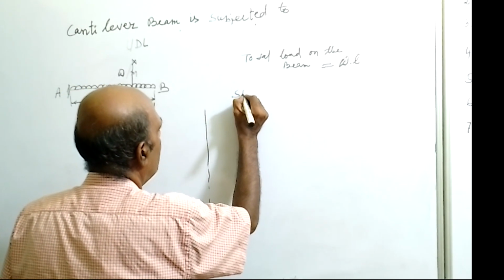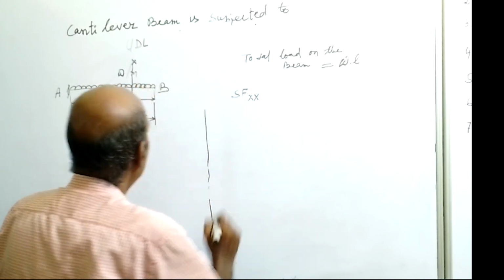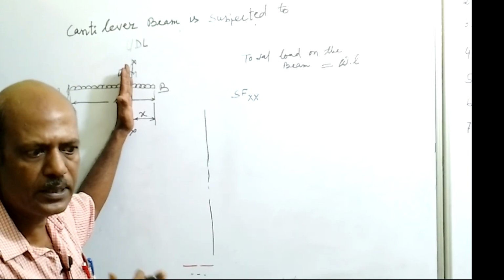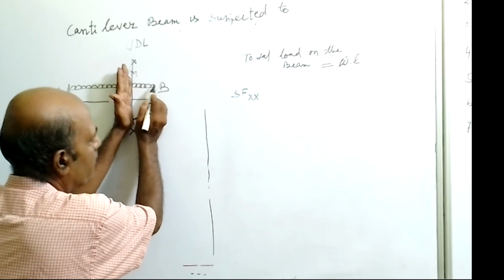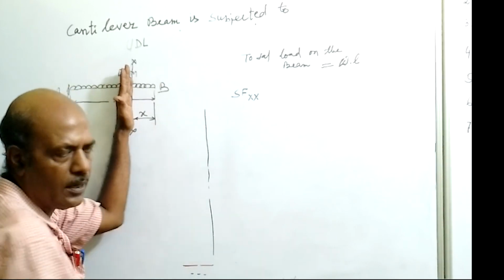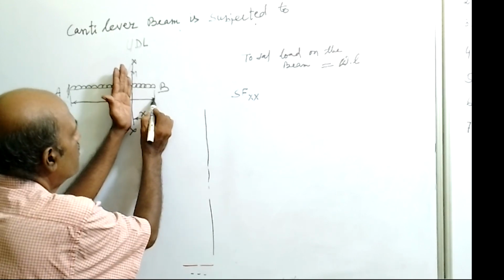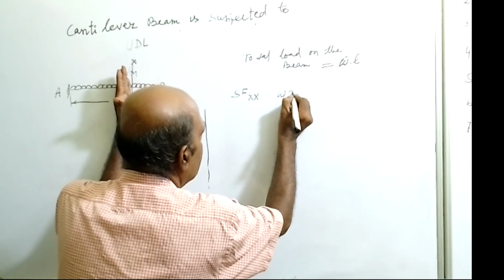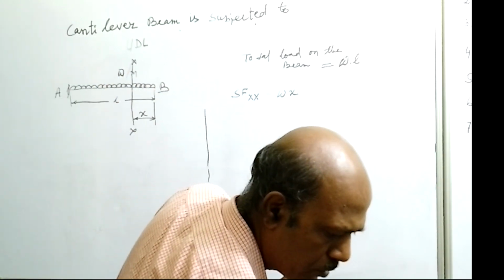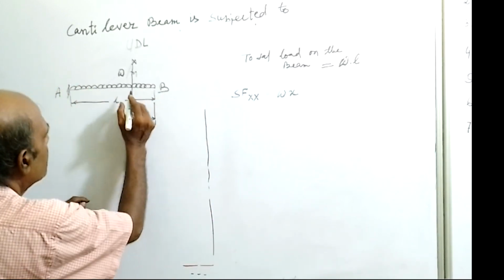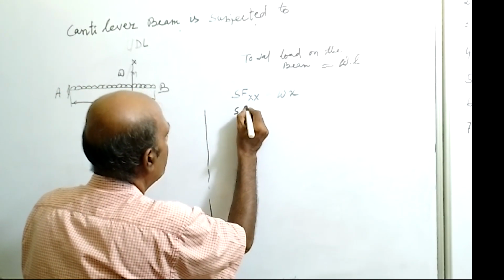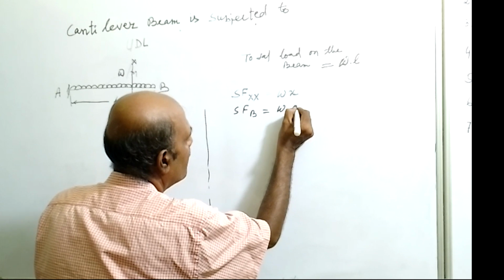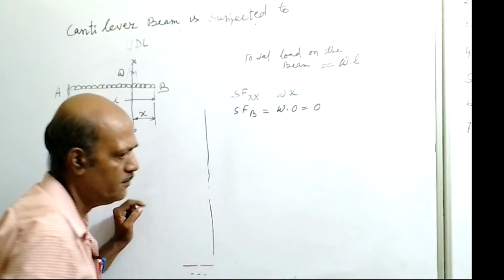Now we'll write the equation of shear force at XX. What is the shear force at XX? Algebraic sum of all vertical loads acting to one side of the section. So right side of the section, total vertical load acting on the right side. For this x meter length, what will be the value? w into x is the load acting at the right side of this section. Now slide this section to point B. So shear force at point B will be equal to w into x, where x value will be 0. So it will be 0.